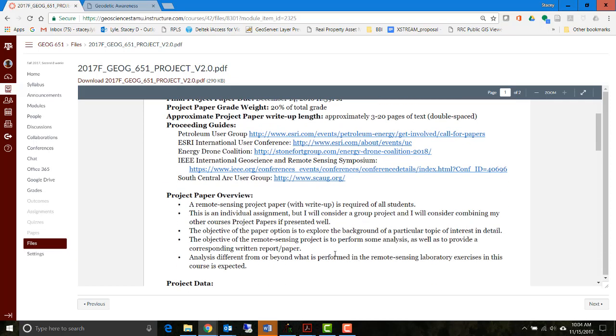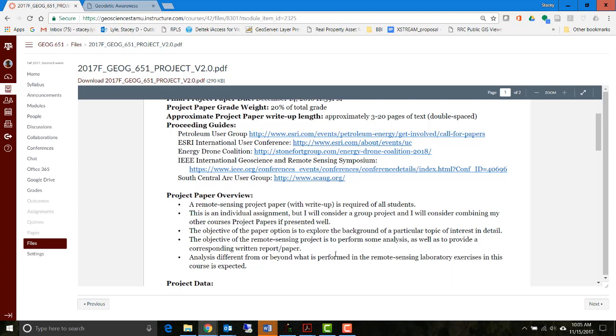So the project is basically going to be a research project on remote sensing. You have two options. One is going to be a project of your choice, and then the other one is a project that I am outlining that you can work on very easily and get it done. So they're intended to be individual assignments, but I'll consider a group of one or two, three people that want to put a substantial project forward working together.